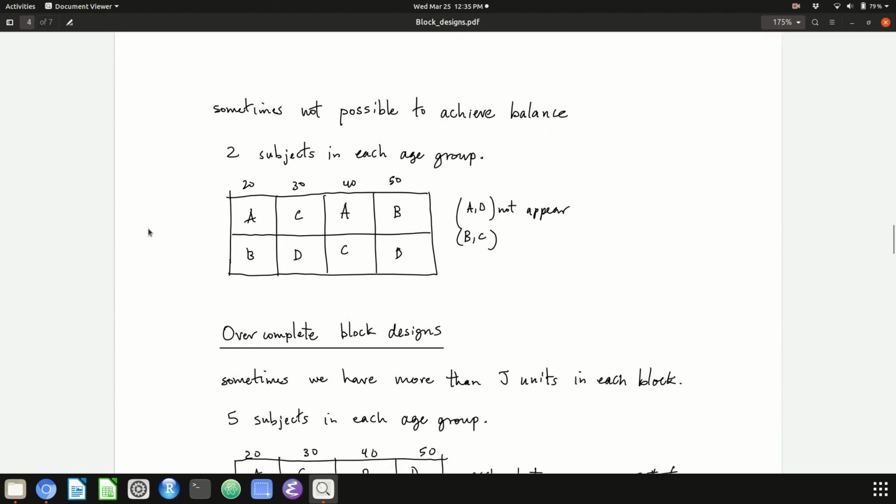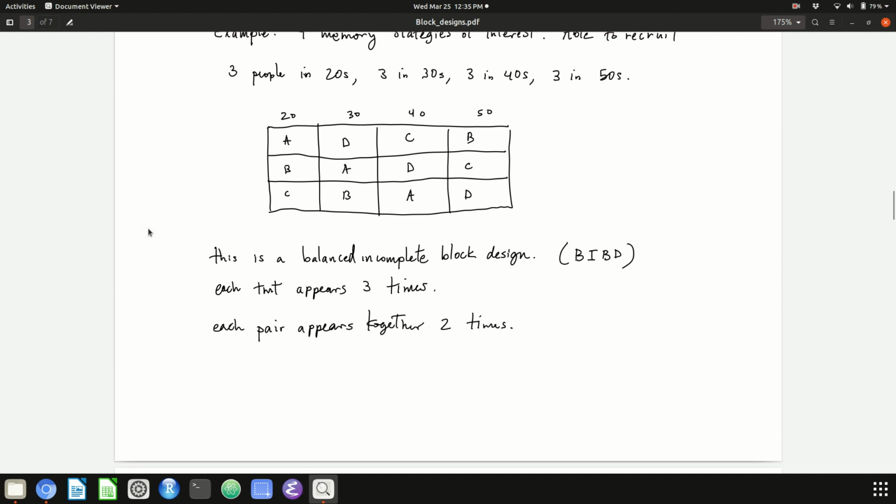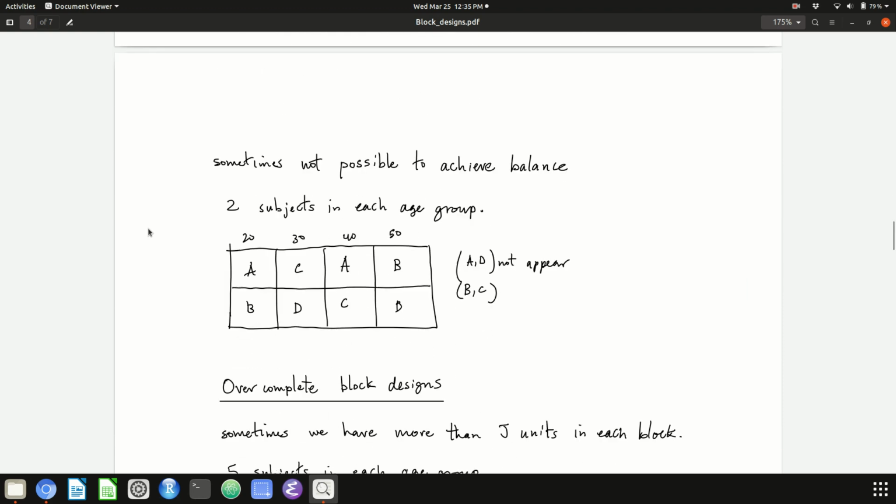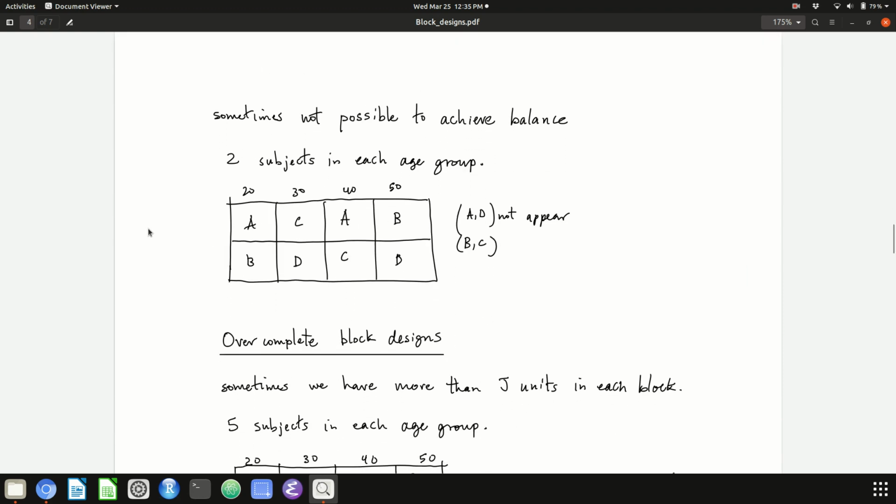Okay, now this is a situation up here where you can generate a balanced design even though the blocking structure is incomplete. But that's not always possible. So let's just imagine the same experiment, but you had only recruited 2 subjects within each age group. It is possible to have each treatment appear the same number of times. So here there are 8 units, and each treatment appears twice. But it's not possible to have each pair of treatments appear together in the same block an equal number of times. So let's just look at an example.